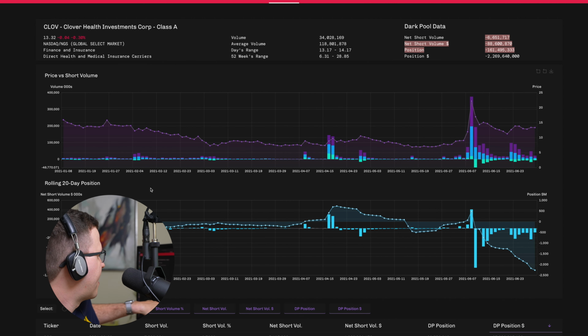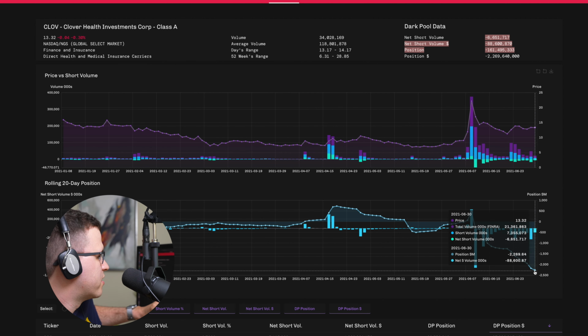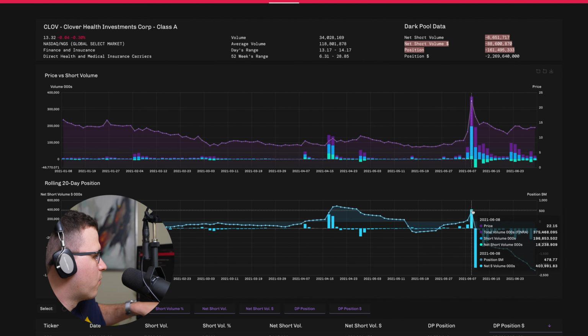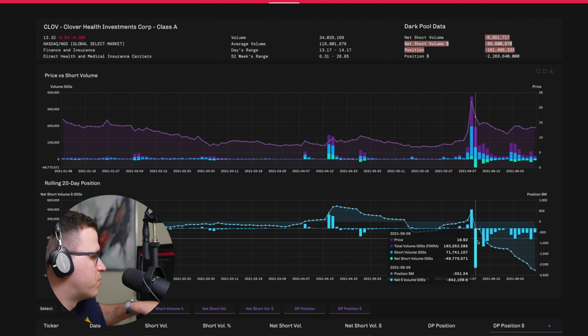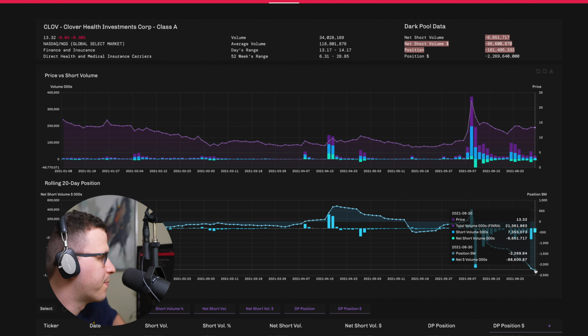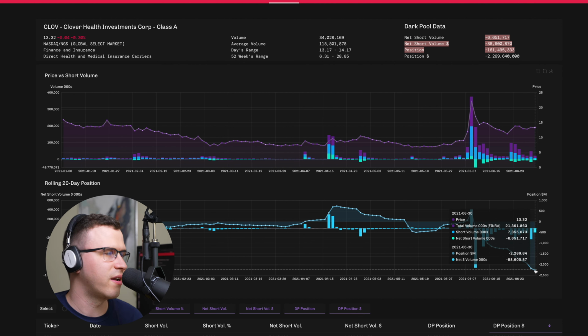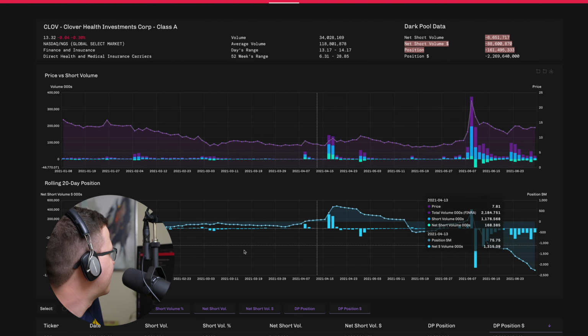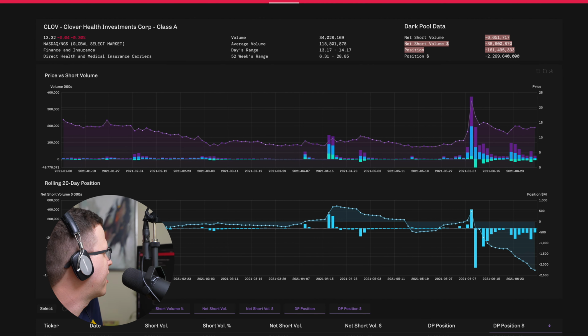And then also they have a rolling 20-day position. And this is where those negative numbers come in right here. It was a little bit positive. Here was when we went up to $28 right around here. It was pushed down, and then as you can see, it went down over time. So very fun, interesting data, a new page to bring up on this channel.